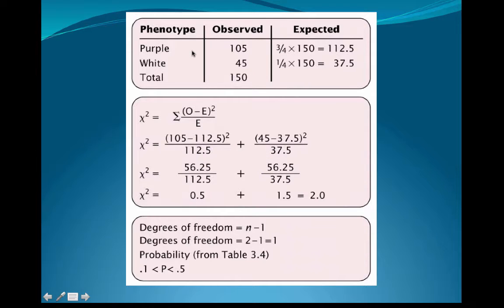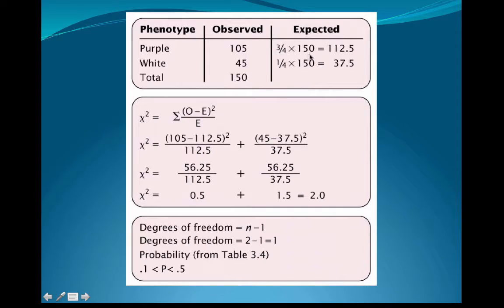The first step is to build a table where you have phenotype, what you observed, and what you expected. In this example, the phenotypes that we were dealing with were a purple flower and a white flower. We observed 105 and 45 of those flowers respectively, totaling 150 flowers.